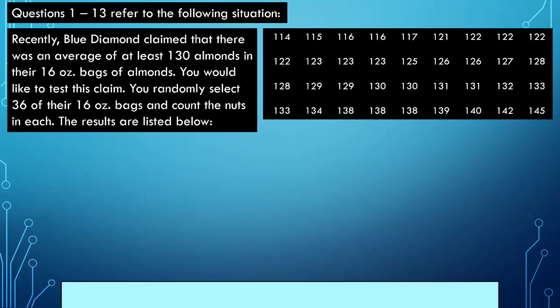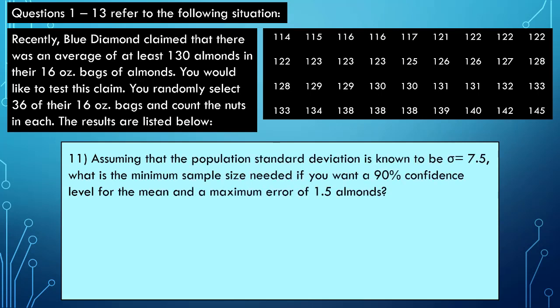Question number 11. Assuming that the population standard deviation is known to be sigma equals 7.5, what is the minimum sample size needed if you want a 90% confidence level for the mean and a maximum error of 1.5 almonds? So we have our minimum sample size formula that says n equals ZC times sigma over E squared. So what's our ZC value? Well, for a 90% level of confidence, it's 1.645. Then times the sigma, which we were just told was 7.5, divided by our error, which is 1.5.